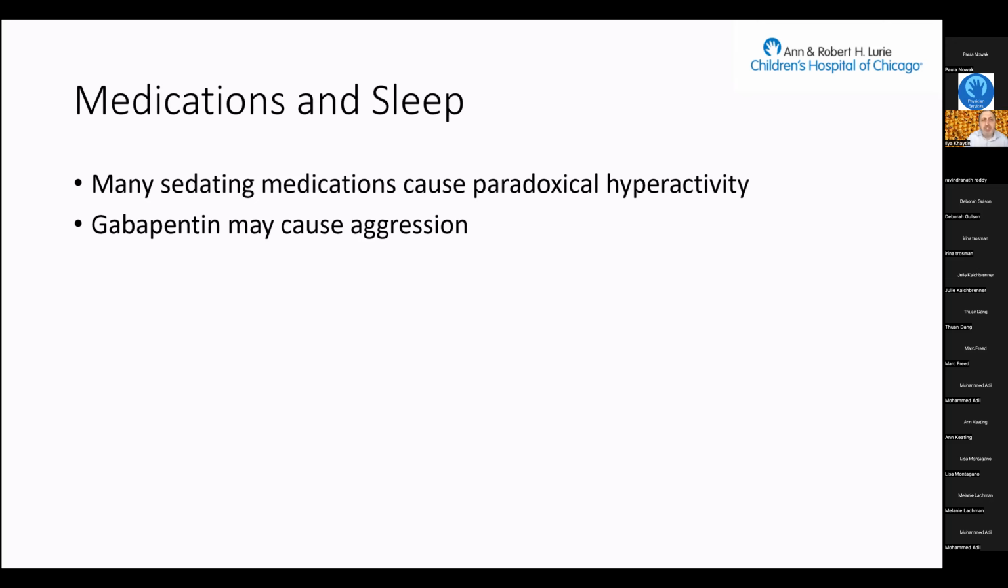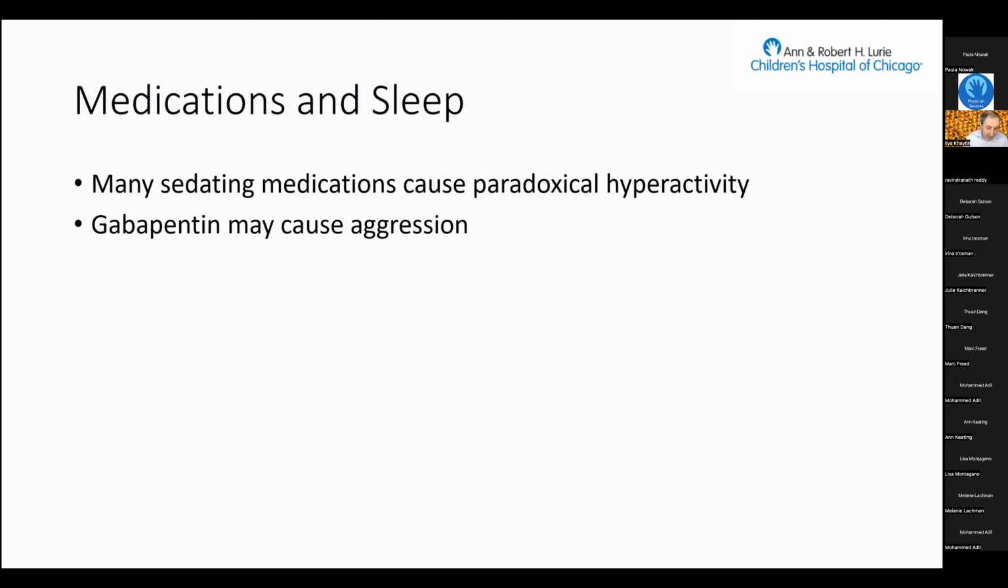And so that's what children do when they start to get sedated. Some of them start to become paradoxically hyper in order to overcome that sleepiness. And so sometimes hyperactivity means that the dose needs to be increased.